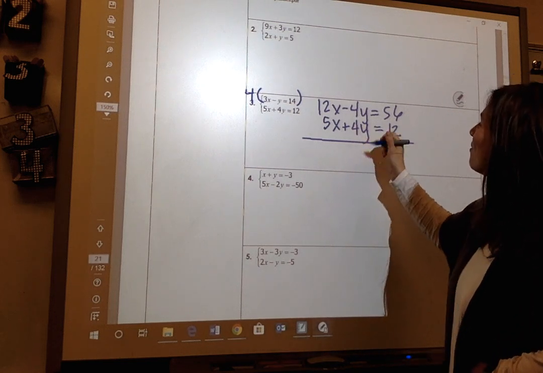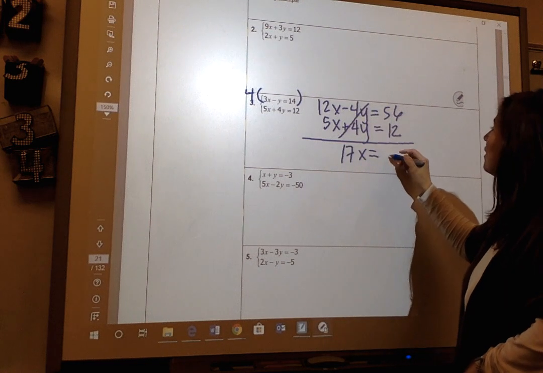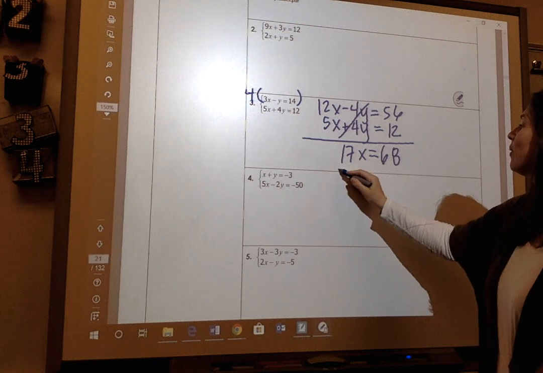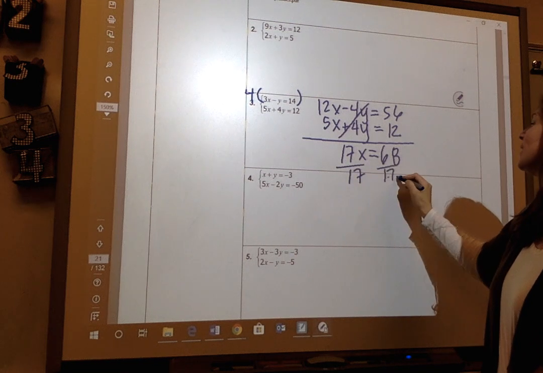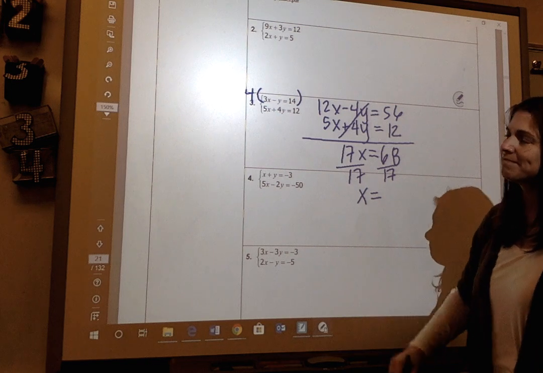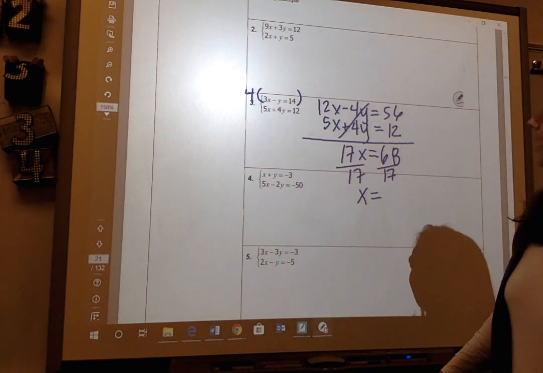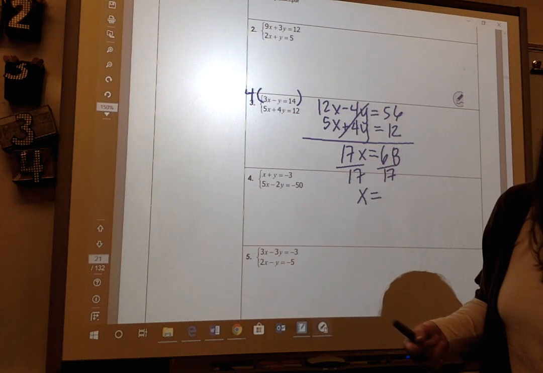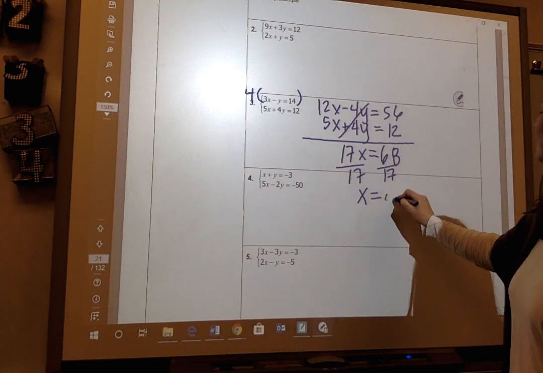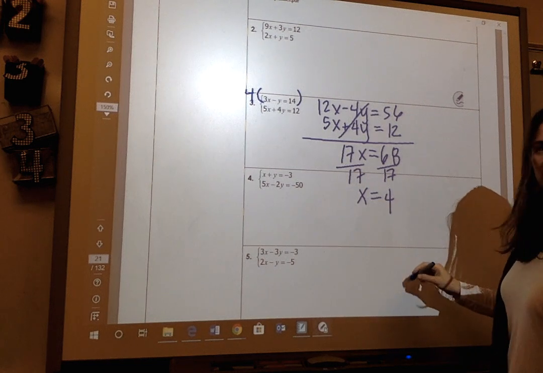All right, so now when you cancel, my y's cancel out, and I get 17x equals 68. And when I divide both sides by 17, I get x equals, let me check my work here so I can do it off the top of my head. Yeah, come on in. I get 4. That is 4. Okay, so x equals 4, and then, oh no, my board stopped working.